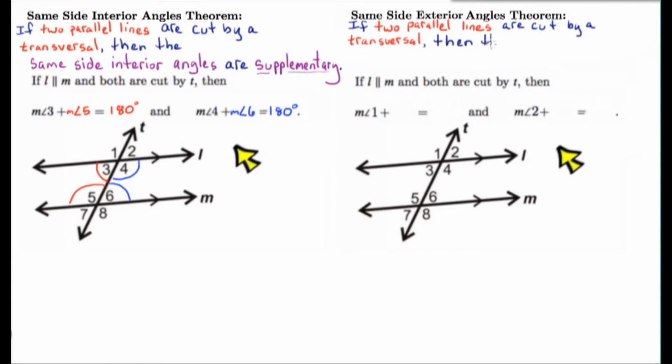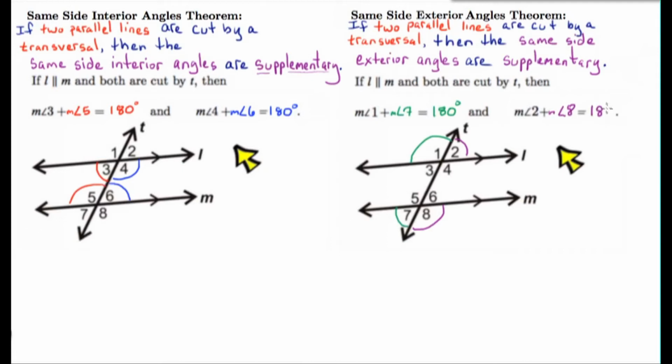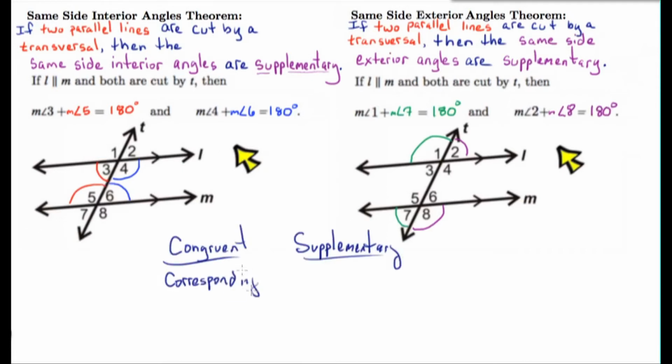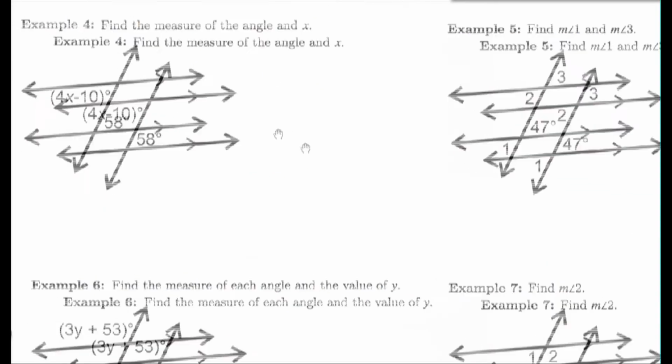Same side exterior angles theorem. If two parallel lines are cut by a transversal, then the same side exterior angles are supplementary. So that would be angle 1 and angle 7 would add up to be 180, and the measure of angle 2 and 8 would also be 180 or supplementary. So we have two groupings here, congruent and supplementary. Corresponding, alternate interior, and alternate exterior angles are congruent, and the supplementary ones are the same side interior and same side exterior. Okay, so let's do some example problems.